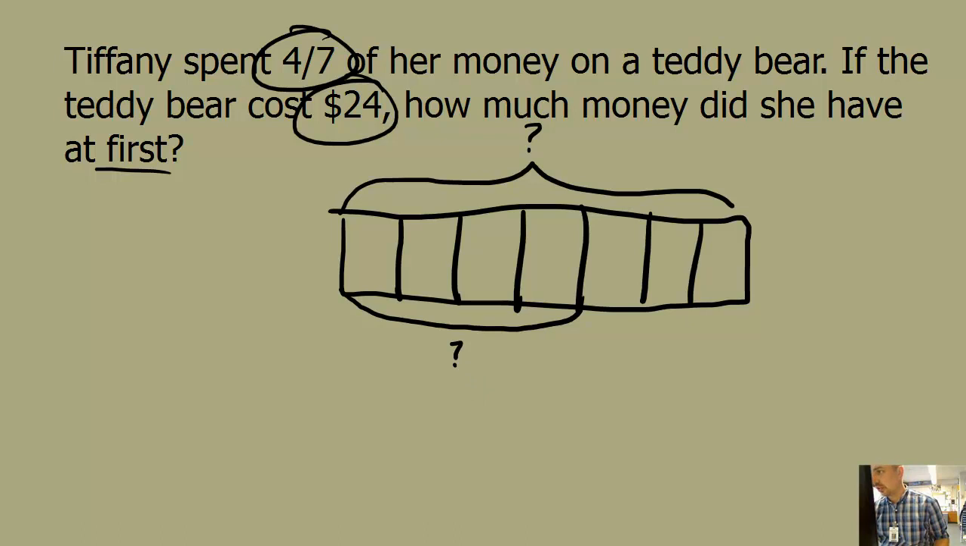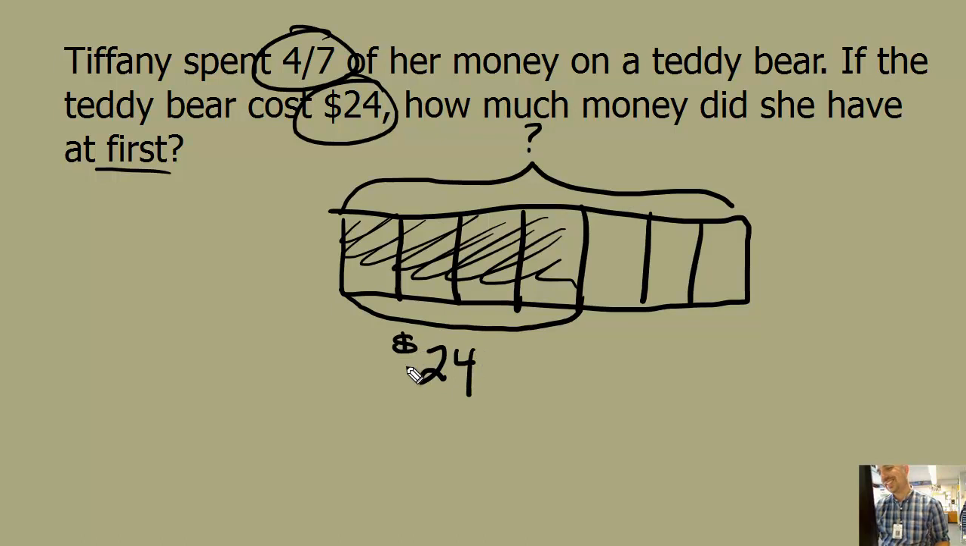Sorry, I shouldn't have put a question mark there because we do know what that is. 4/7 of that, what we used here, this right here, was $24. Excellent. So this right here is $24. That's what we know, and we need to fill in the gaps on the rest of them. If I know that 24 here is split up into 4s, if I can figure out what one of these is, then I can figure out what the whole thing is. Knowing one allows me to know the whole thing. So let's figure out what one of these is.